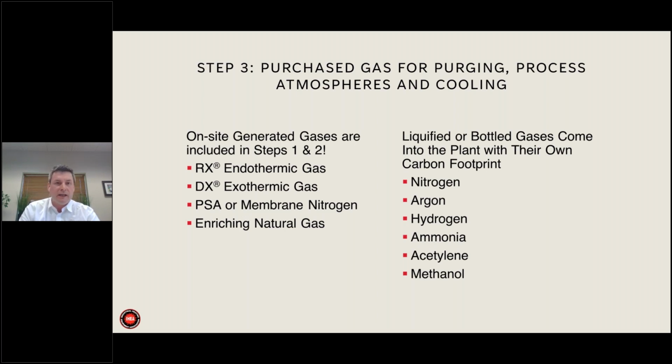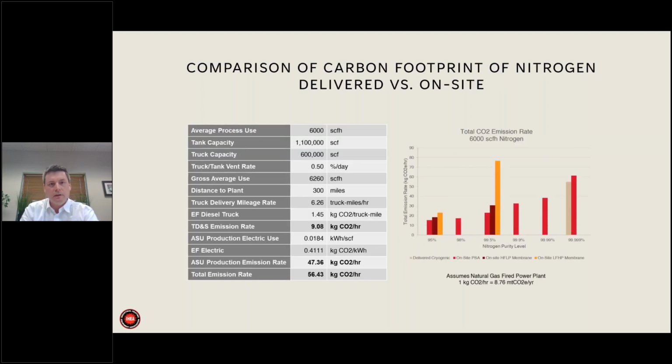Nitrogen and argon are made with air separation units. It's the same thing with oxygen. And those use lots and lots of electric power, and it depends where that electric power comes from. Newsflash, most of it is coal and natural gas. Hydrogen, ammonia, acetylene, and methanol are common industrial gases. Those are all made with natural gas for the most part. We'll talk about that. So here's a comparison of the carbon footprint of nitrogen that's been delivered versus on-site generated.